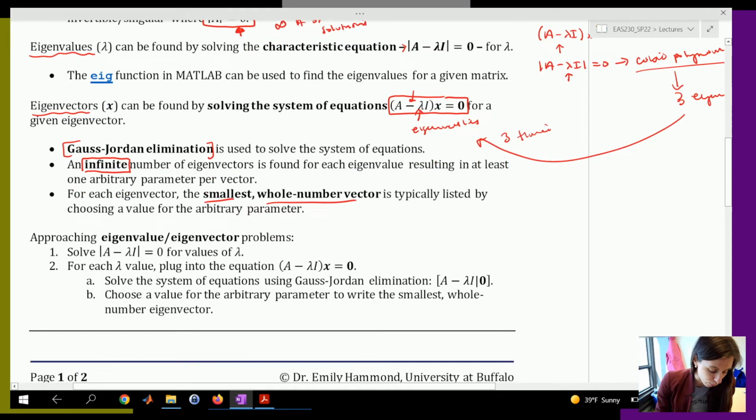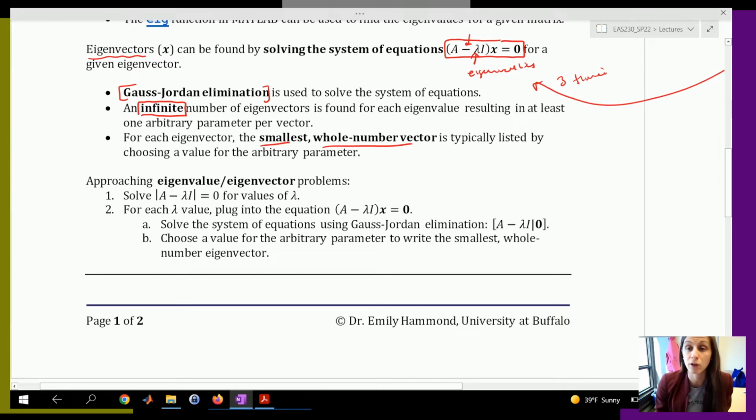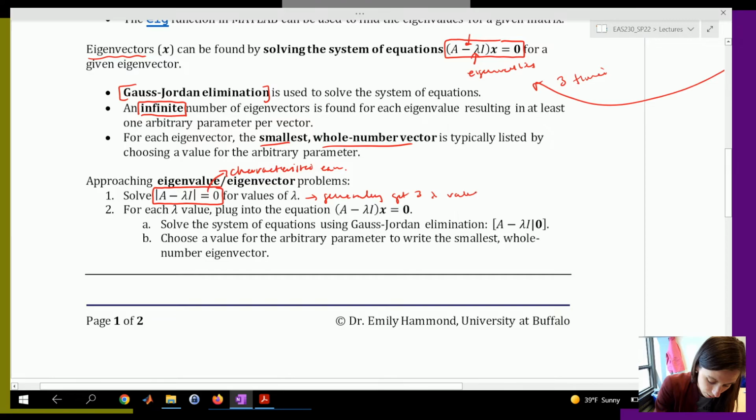Our process for approaching eigenvalue and eigenvector problems is first to solve this here. I forgot to mention this is the characteristic equation. Set the determinant of A minus lambda I equal to 0 and solve for the values of lambda. Generally we get 3 lambda values for a 3 by 3. If you have a 4 by 4, you would get 4. If you have a 2 by 2, you get 2, etc.